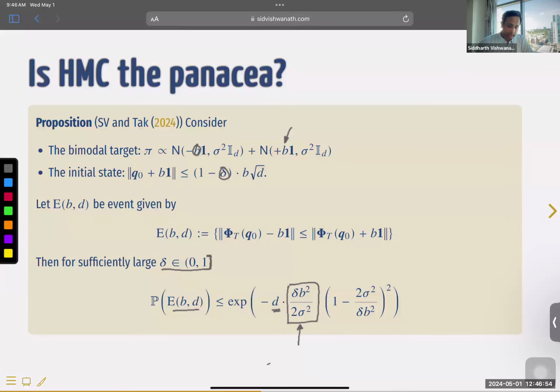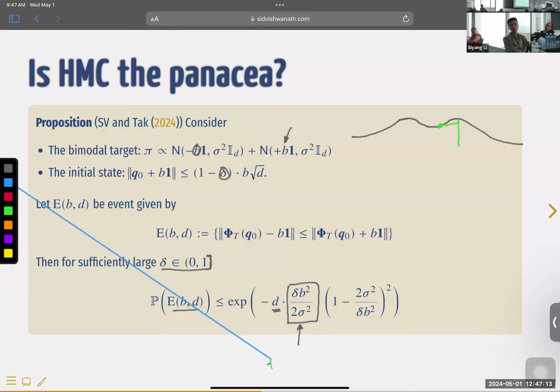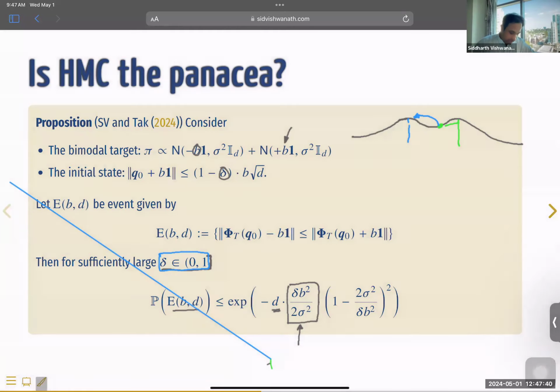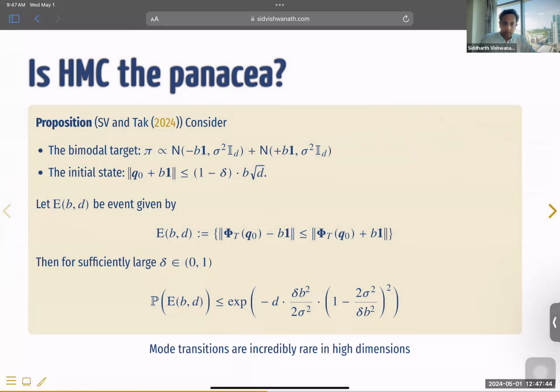So this delta sufficiently large is required to rule out cases where you can have, say, a mixture of Gaussians that look like this, and now if you're closer to this mode over here, then it is possibly very likely that you'll make a transition from this mode to this mode. So delta sufficiently large over here means that, relative to sigma, you are in the high density region that belongs to one of the modes. That's what this condition on delta is saying. But the main takeaway is the exponential dependence on the dimension. Just observing a transition is incredibly rare in high dimensions.